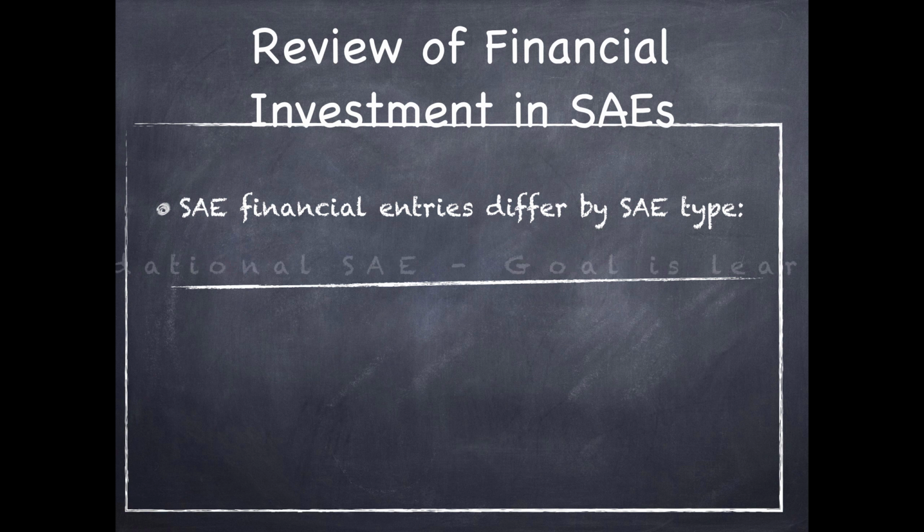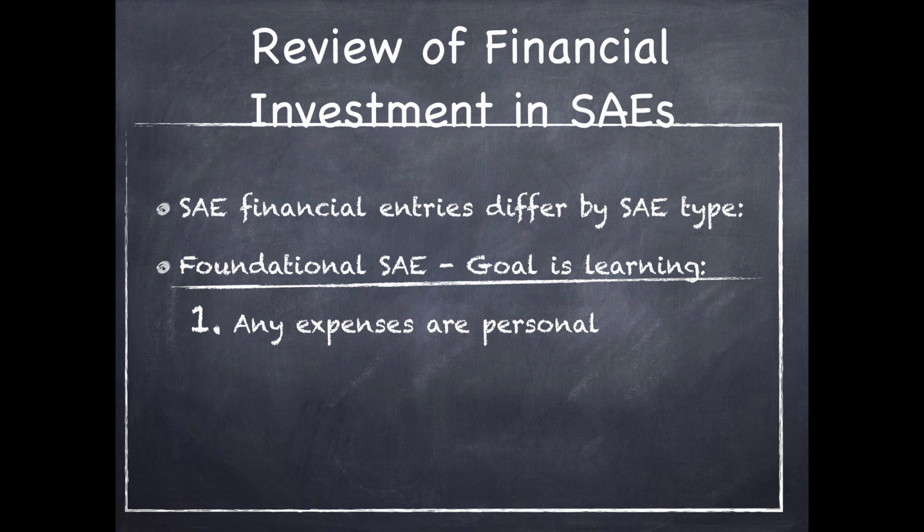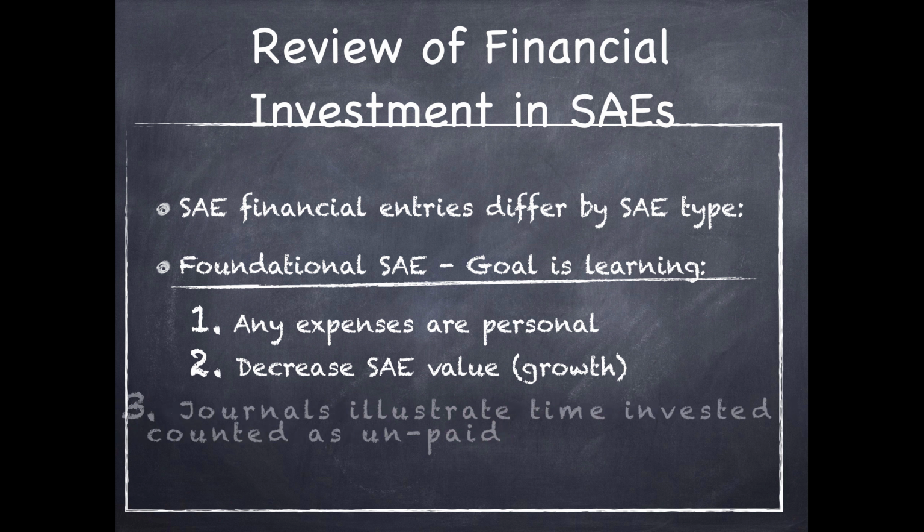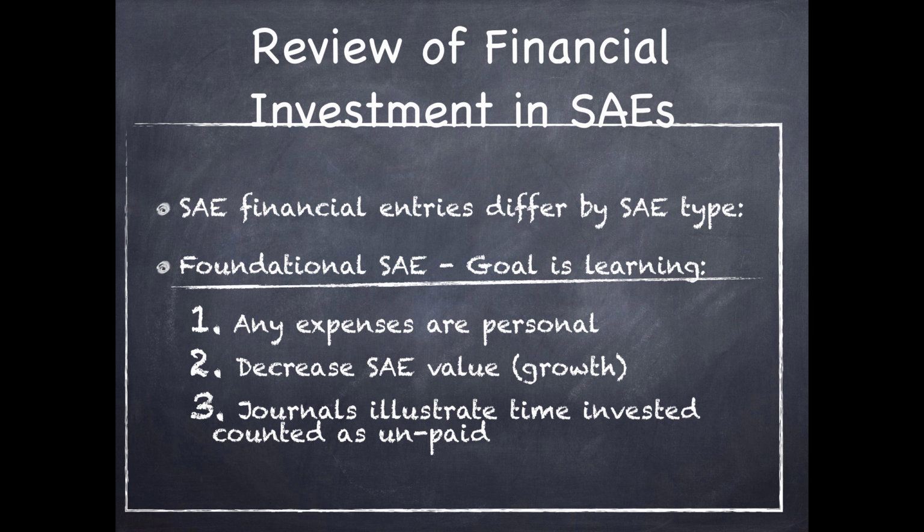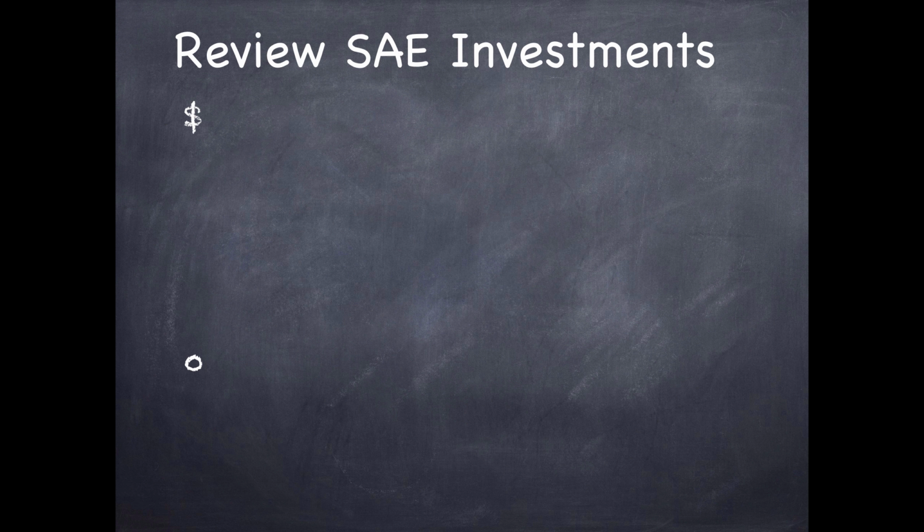Okay, and the last one is foundational. Anytime you're talking about expenses in foundational, those are really personal expenses. They're not related to growing your SAE. They're just personal. In fact, if you spend money, those do decrease your overall value of growth financially. Journals really are the main record, and they track the time that you've entered into the project.